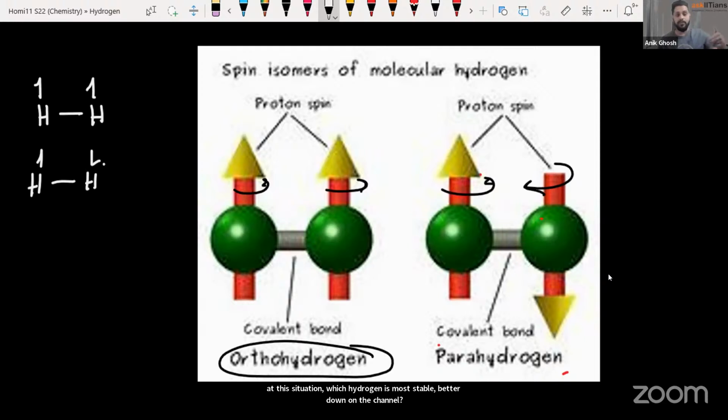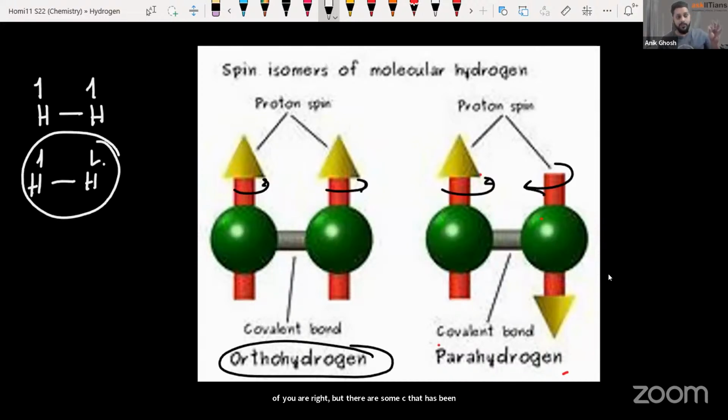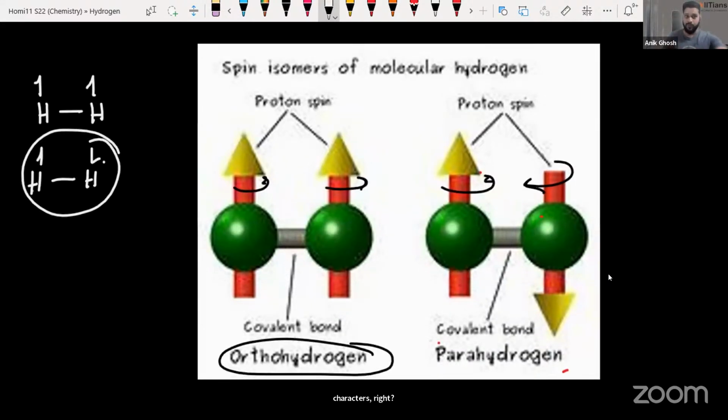Which hydrogen looks more stable, ortho or para? Very good. Many of you are right, but there are some silly mistakes that have been made as well. Guys, para hydrogen is more stable, right? Opposite spins are always stable because they cancel out the magnetic characters, right? So because of that reason, para is more stable.